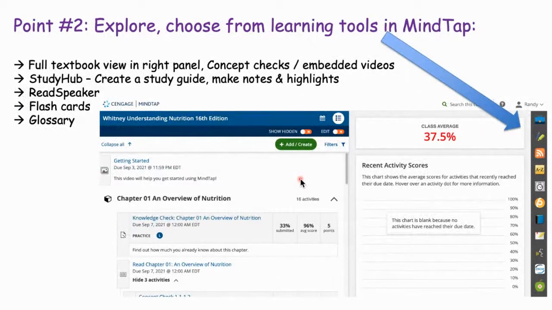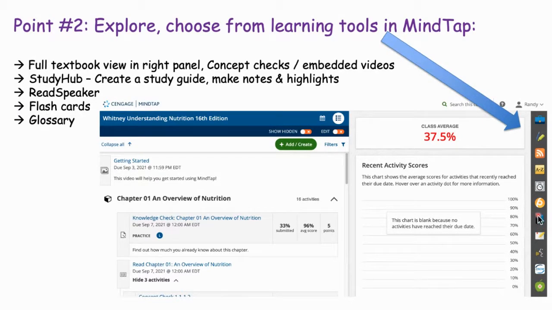Point two, MindTap. This is our learning platform, especially in this distance learning. A lot of this is your independent work and the time that you put in. And there are a lot of nice tools in MindTap, this learning platform from Cengage. On the right-hand side, as I mentioned earlier, is our toolbar. In the introduction video, they mentioned a few of these things. You don't necessarily have to use any of these, but they are nice and helpful.